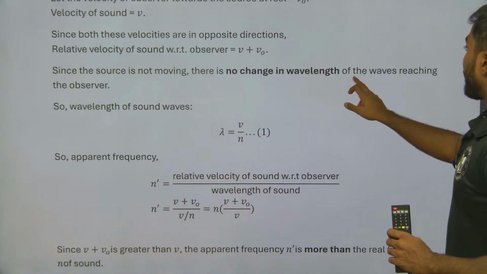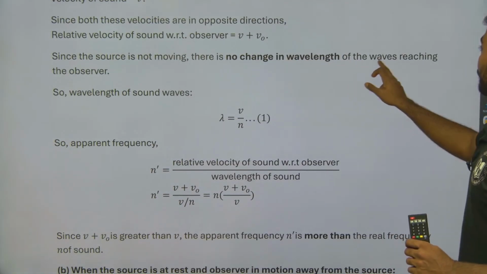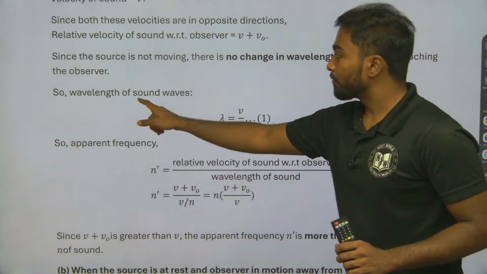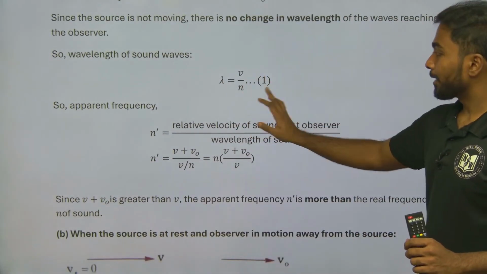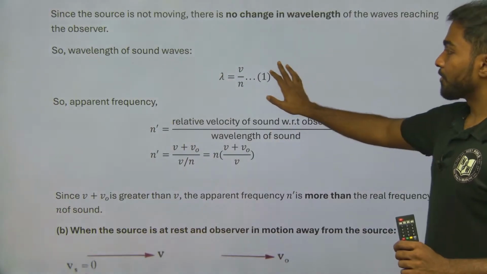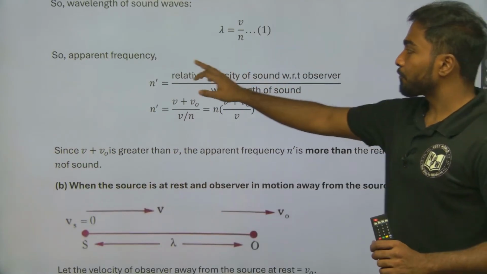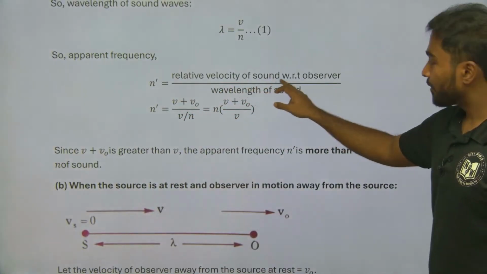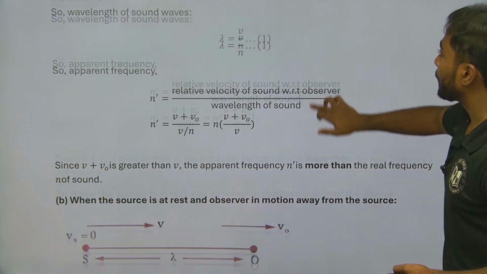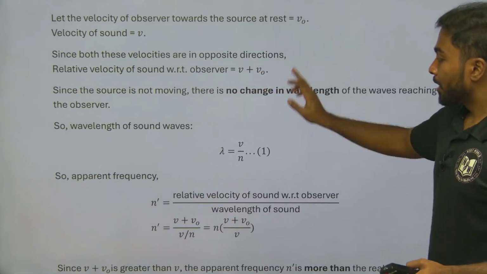Now, there is no change in the wavelength of the wave reaching the observer. So the wavelength of sound will be lambda equals V by N. This is my first equation. Now I need to find the apparent frequency. N dash will be equal to the relative velocity of sound with respect to the observer. What is the relative velocity? V plus V naught.